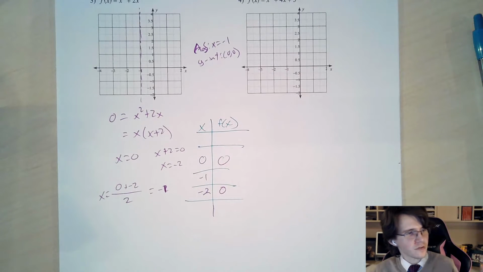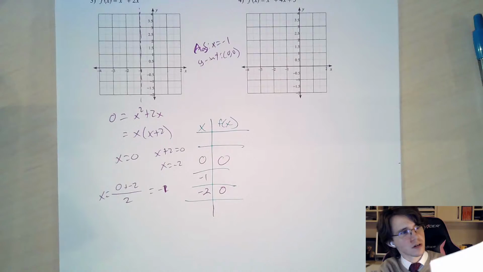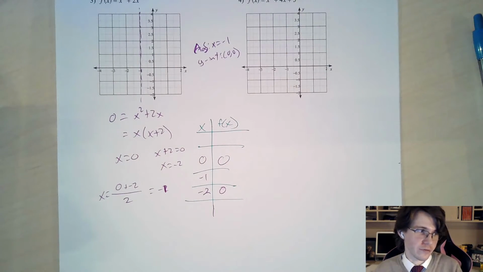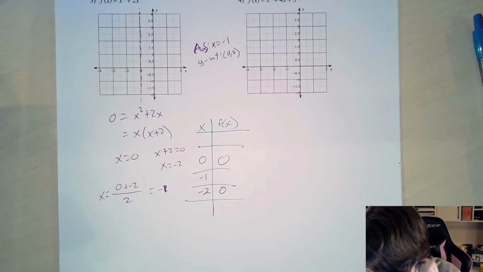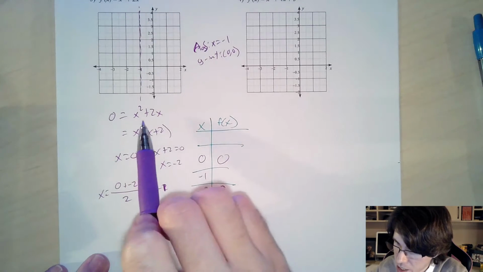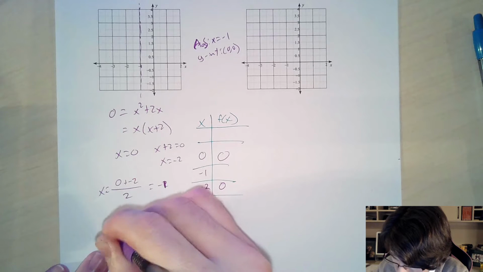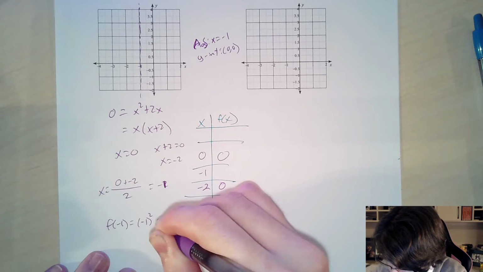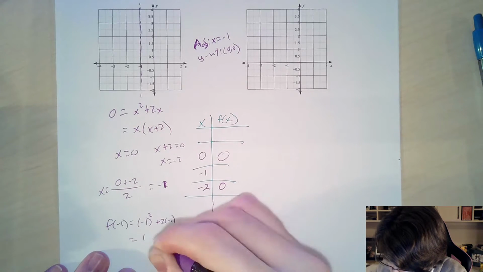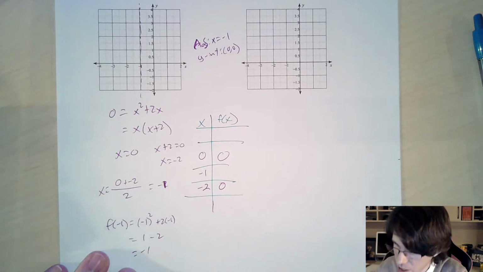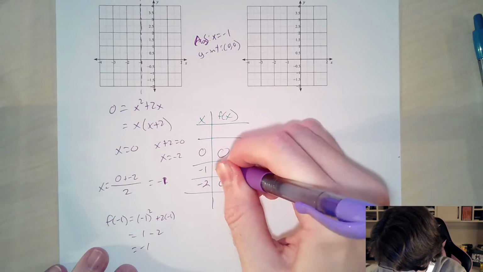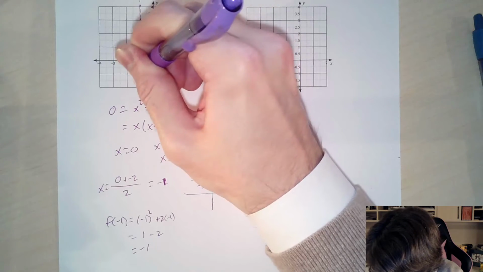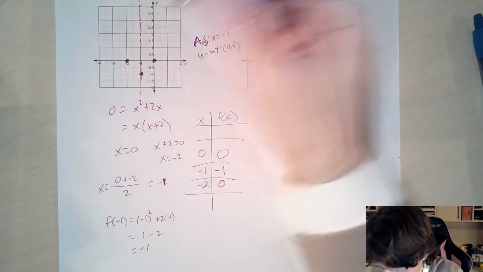Did I say I need to find the vertex on these two? I should have said vertex on this, but I didn't. Didn't require the vertex. I should have. Well, whatever. Anyways, we have -1 here. Plug in -1. We're going to have f of -1 equals -1 squared plus 2 times -1. 1 minus 2 is also -1. This is a weird parabola, I gotta say. We have 0, 0. We have -1, -1, and -2, 0.